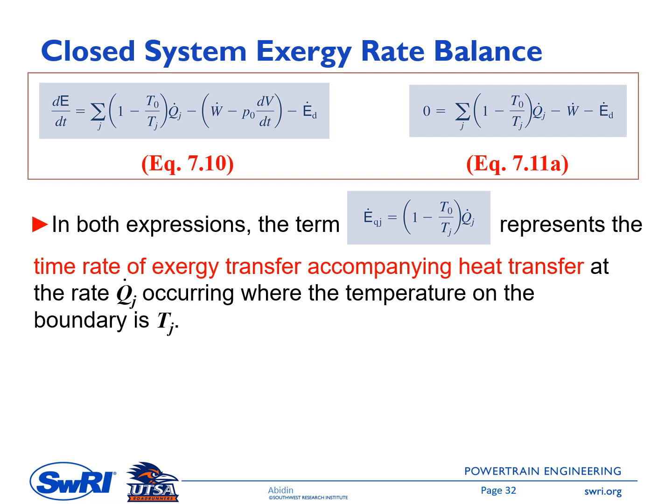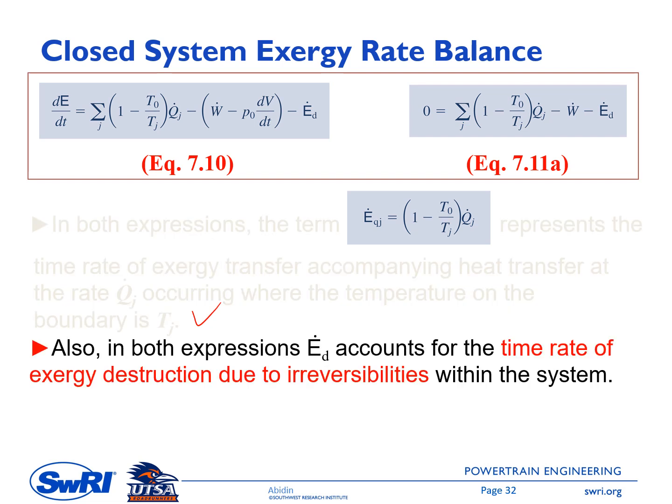So again, here is equation 7.10, and then we have equation 7.11a on the right side. In both expressions, the term E with the subscript Qj is the exergy transfer accompanying the heat transfer, so this represents the time rate of exergy transfer. Then we have the rate Qj, which is the heat transfer rate, and Tj is the temperature of the boundary where the heat transfer occurs. Also here you can see Ed, with a dot on top of the E. This accounts for the time rate of exergy destruction due to irreversibilities within the system.